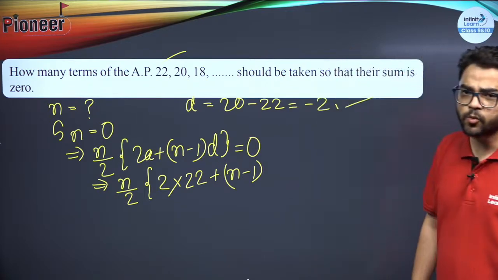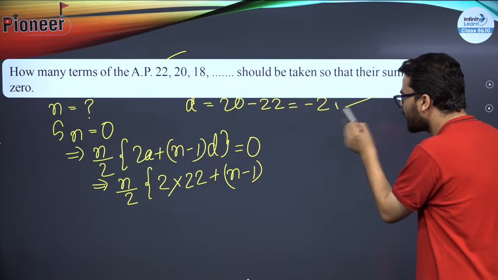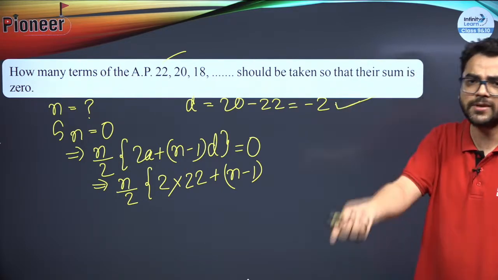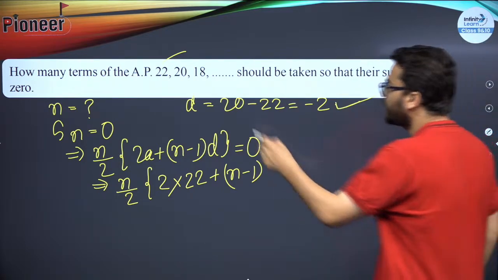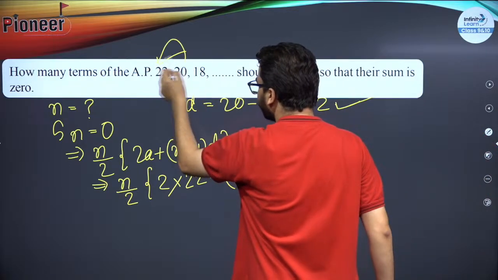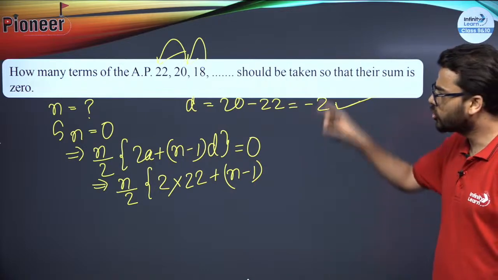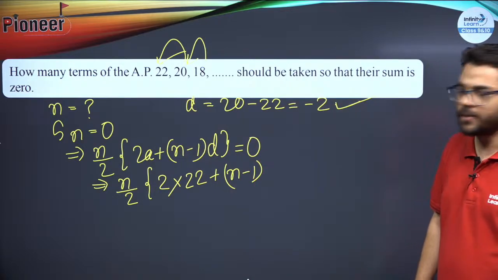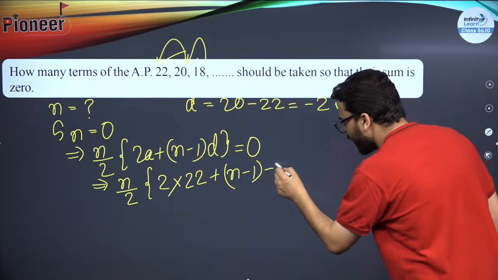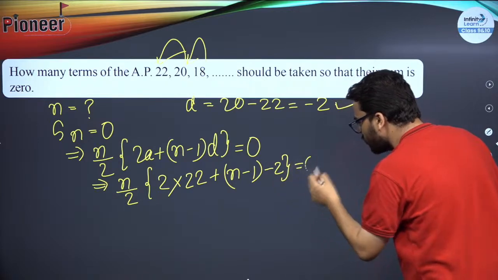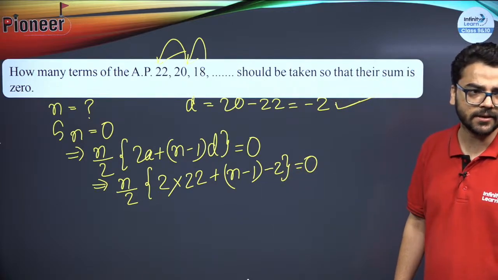I have seen many students say that plus 2 is the common difference, but plus 2 is not the common difference. You have to take a term minus the previous term. A term minus the previous term is the common difference, correct? So 2 is not the common difference, minus 2 is the common difference of this AP. Just put minus 2 over here and that is equal to 0. You just have to find the value of n, that's it.